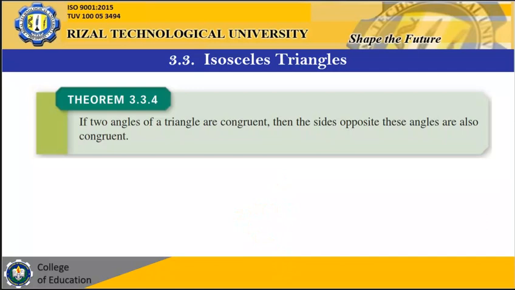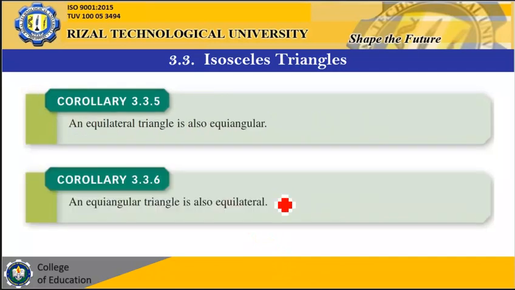And also, we have two important corollaries and we will no longer prove these corollaries. An equilateral triangle is also an equiangular triangle, and an equiangular triangle is also an equilateral triangle.